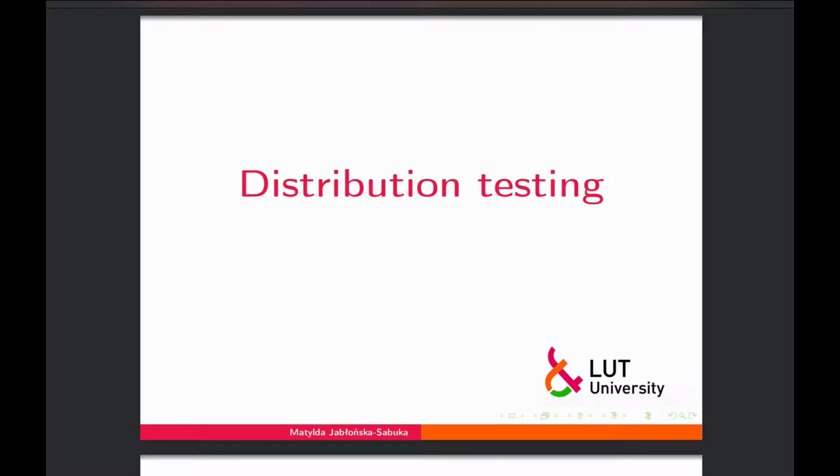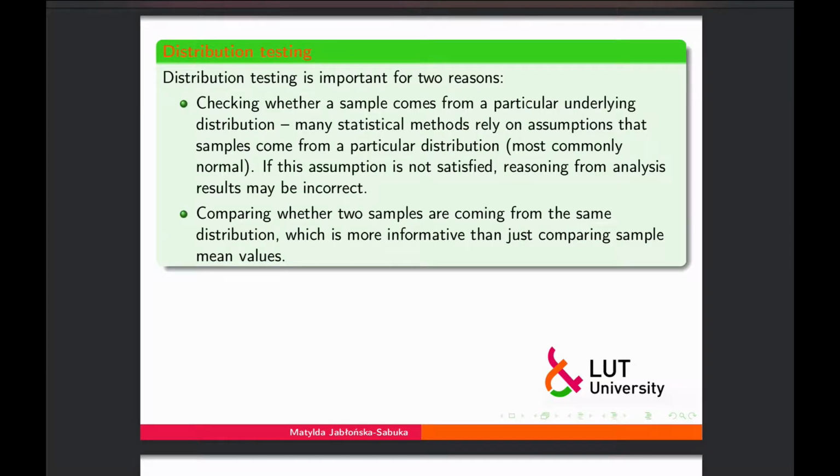When we talk about probability distributions, a very important theme is also distribution testing. And distribution testing is important for two reasons. First of all, many modeling approaches rely on assumptions about data or assumptions about model error. That assumption is quite commonly normality, but not only.